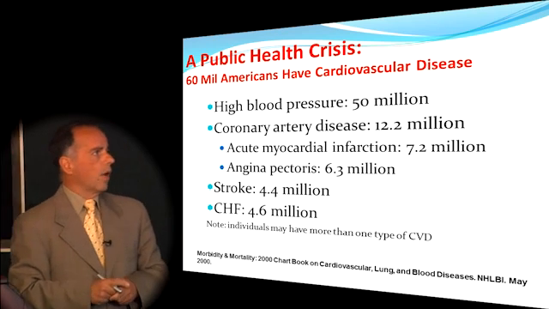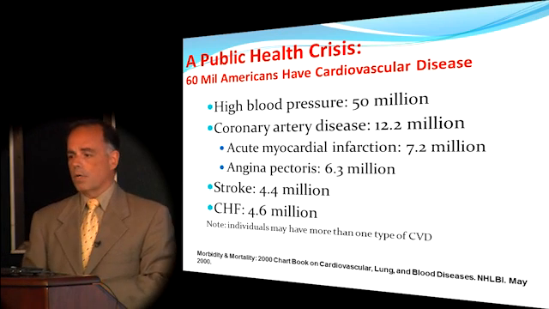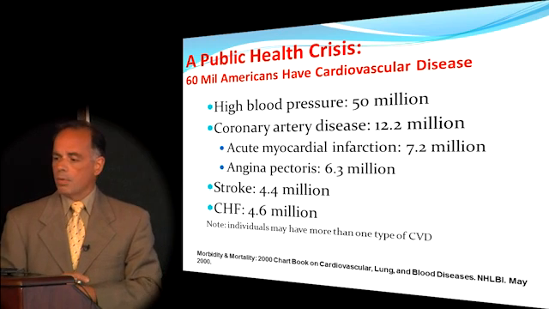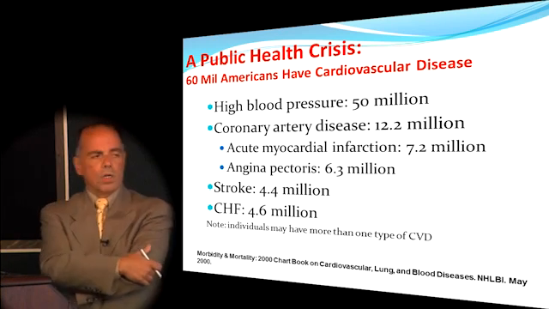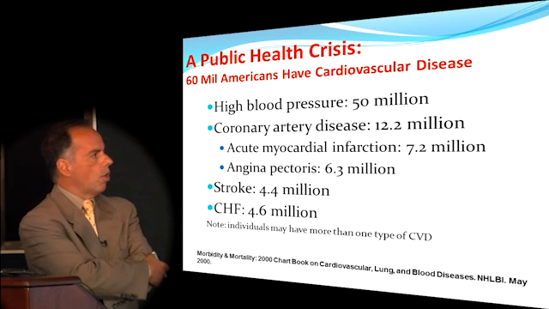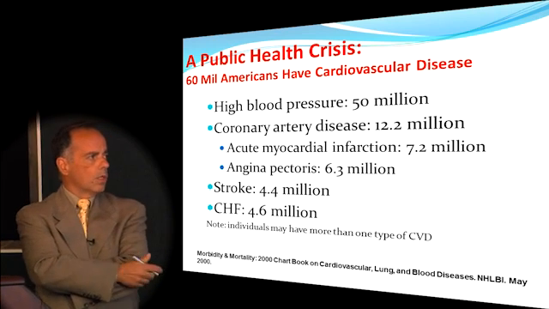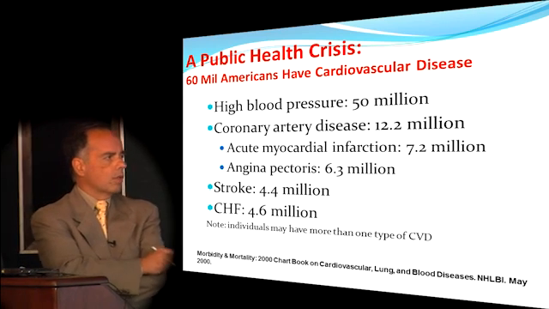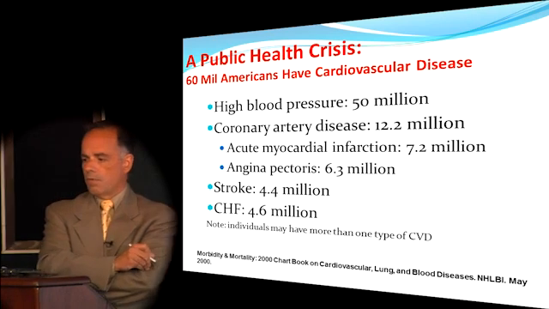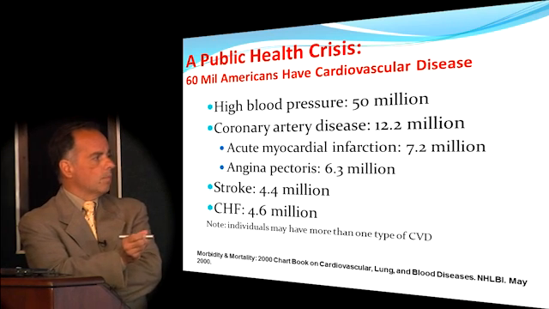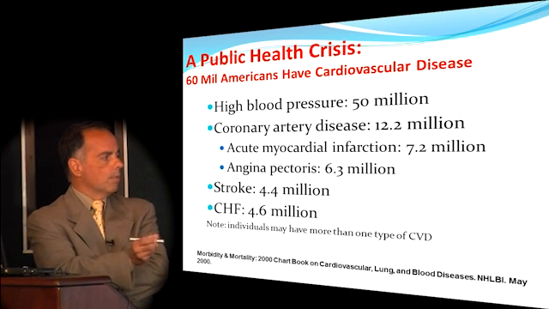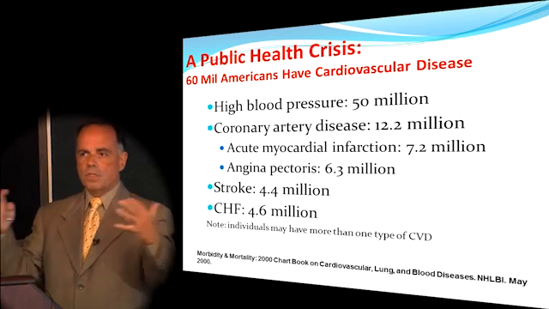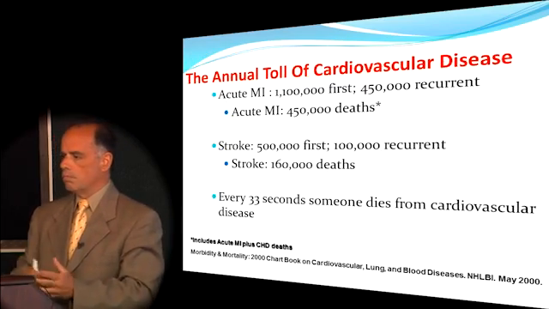And it's really a public health crisis. 60 million Americans have cardiovascular disease at any one time. 50 million people can have high blood pressure. Coronary artery disease, which is the blockages of the heart arteries, can affect 12 million people at any one time. And 7 million can have an acute myocardial infarction. That's a heart attack for the first time. Angina, 6.3 million people. Stroke, 4 million people. Heart failure, another 4 million people. And again, people can have different diseases all going on at the same time too.